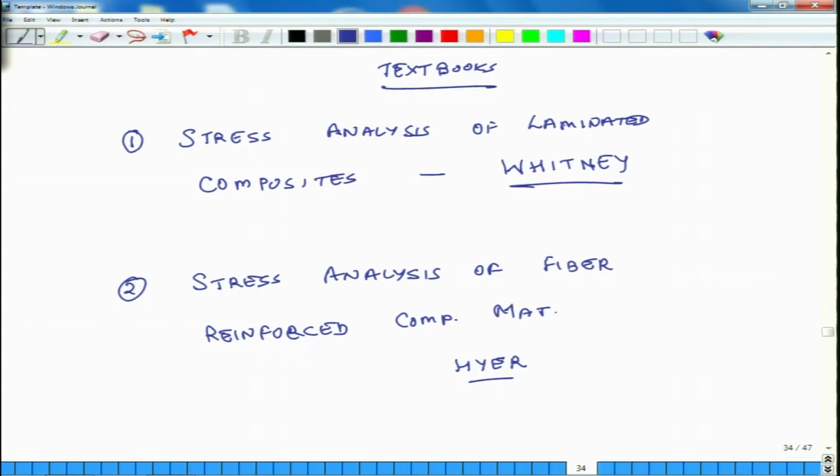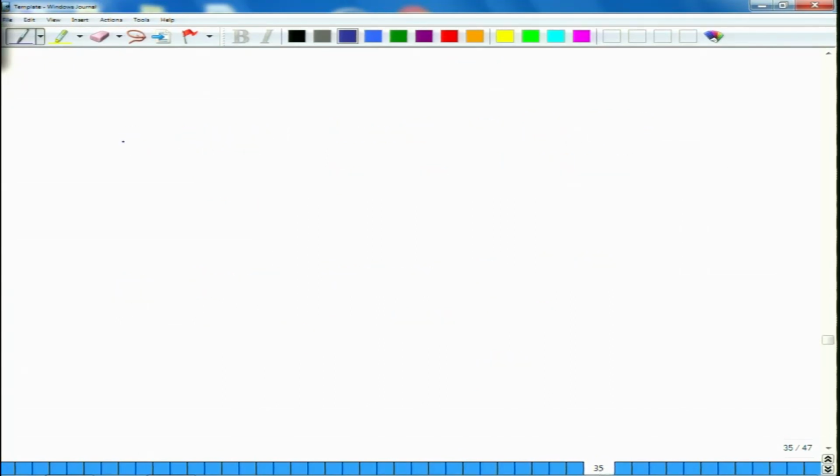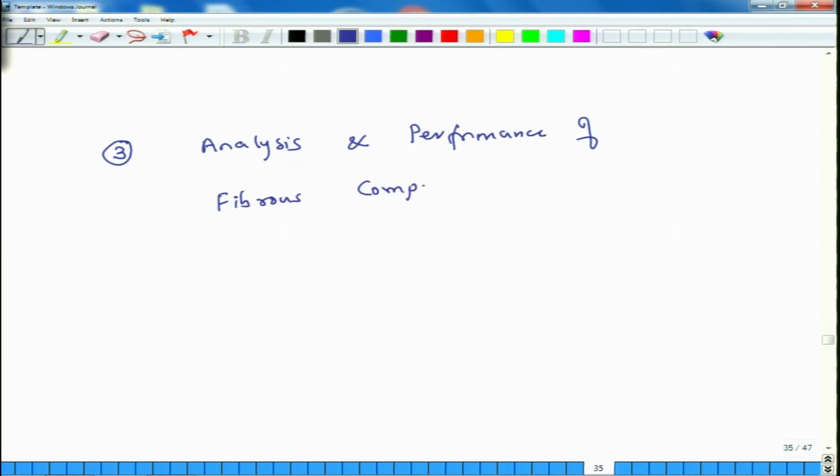And of course, you should also refer to these books, but some of the advanced stuff may not be in these books. So, the one is Analysis and Performance of Fibrous Composites, and this is by Agrawal and Broutman.